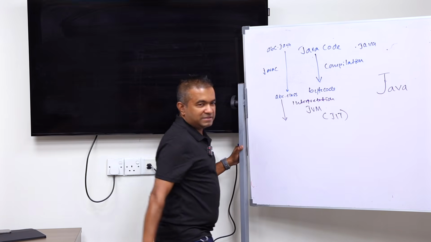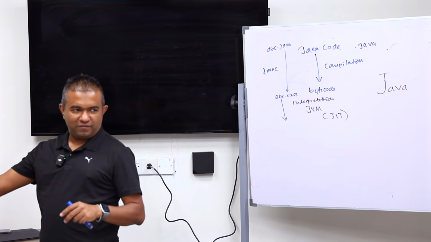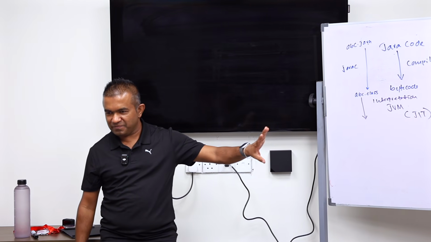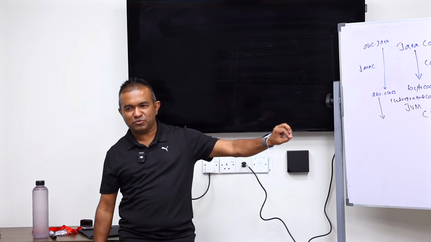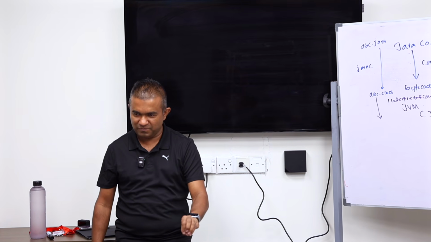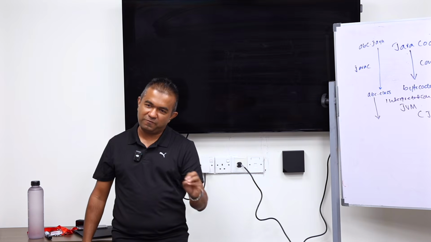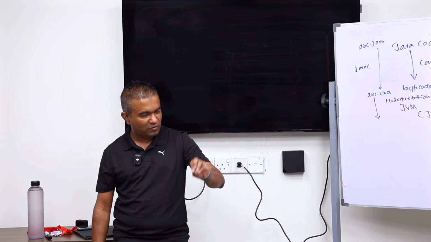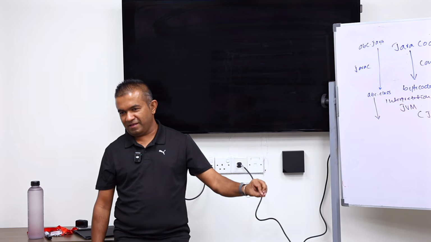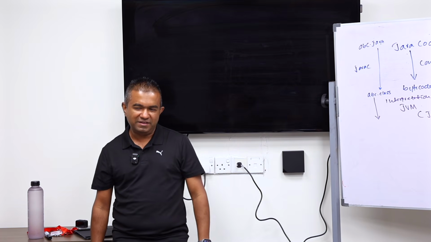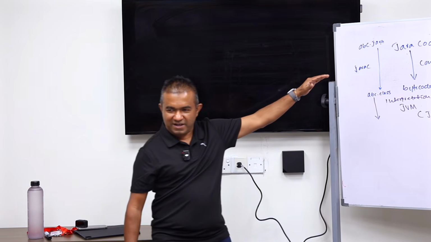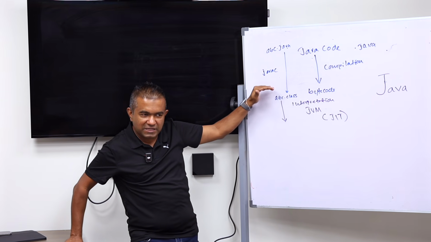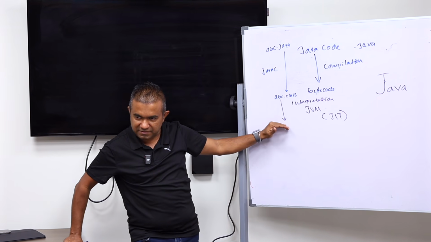Now, as we learned a while ago, when an interpreter is involved, the interpreter interprets the code onto the host platform. So that means the interpreter is platform dependent. Interpreter is always platform dependent. So Java is platform independent, meaning we write the Java code, the compiler converts it to a class file, and that class file will be interpreted by the interpreter.